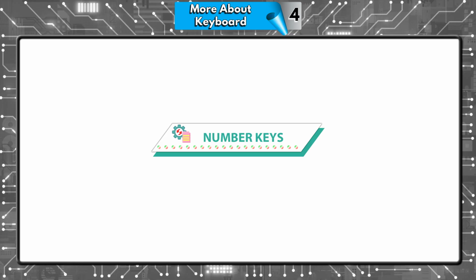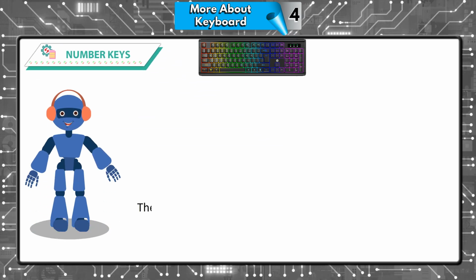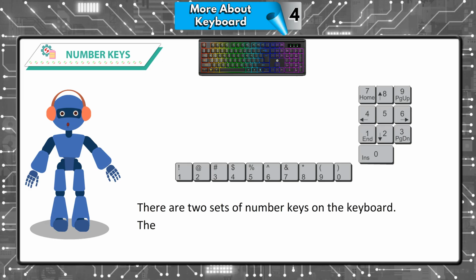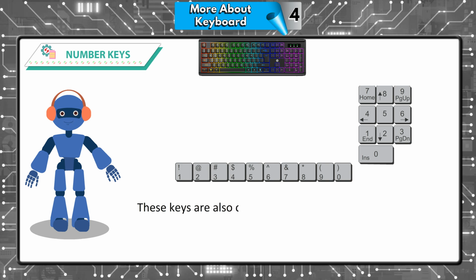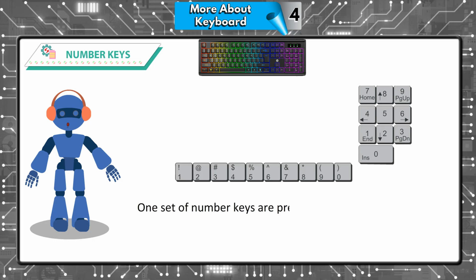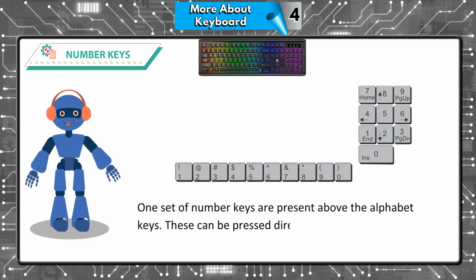Number keys. There are two sets of number keys on the keyboard. These are used to type digits and numbers. These keys are also called numeric keys. One set of number keys is present above the alphabet keys. These can be pressed directly to type numbers.